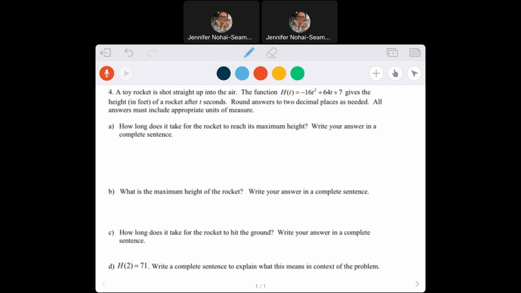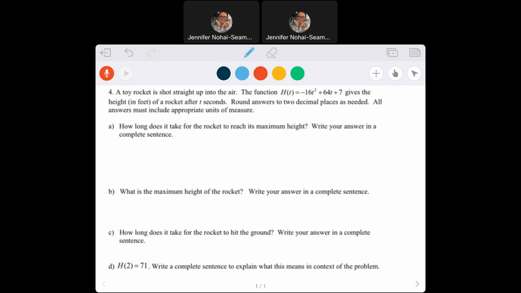A toy rocket is shot straight up into the air. The function h of t equals -16t squared plus 64t plus 7 gives the height in feet of a rocket after t seconds. Round answers to the nearest 2 decimal places as needed. All answers must include appropriate units of measure. The first part of 4 is how long does it take for the rocket to reach a maximum height? Write your answer in a complete sentence.